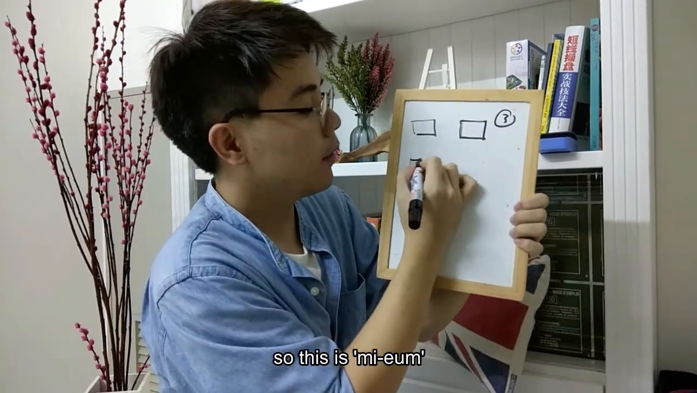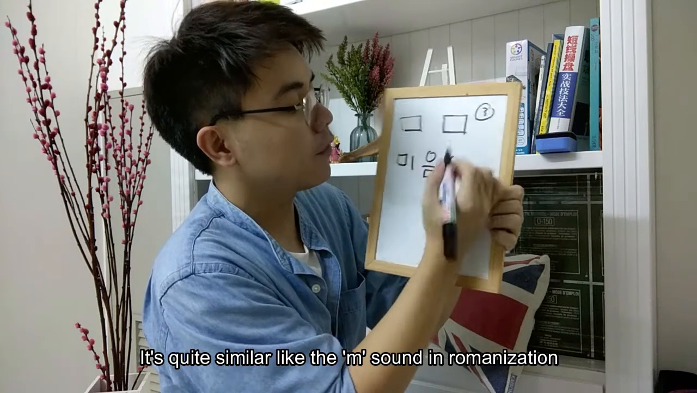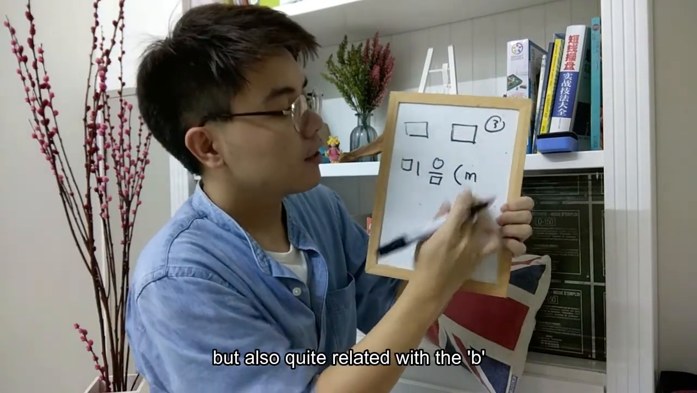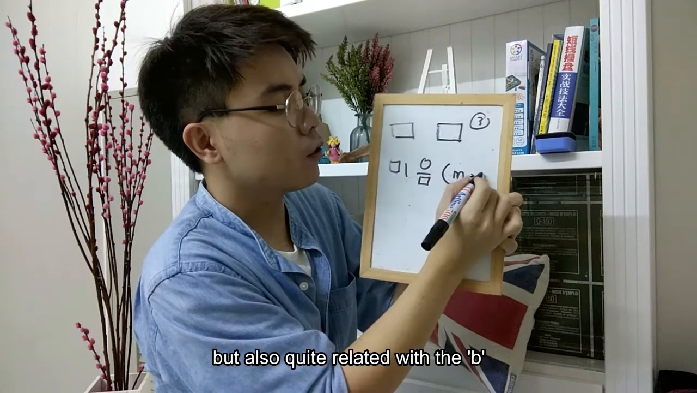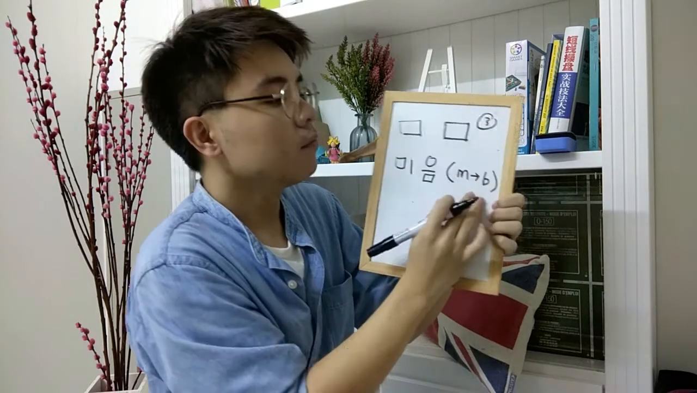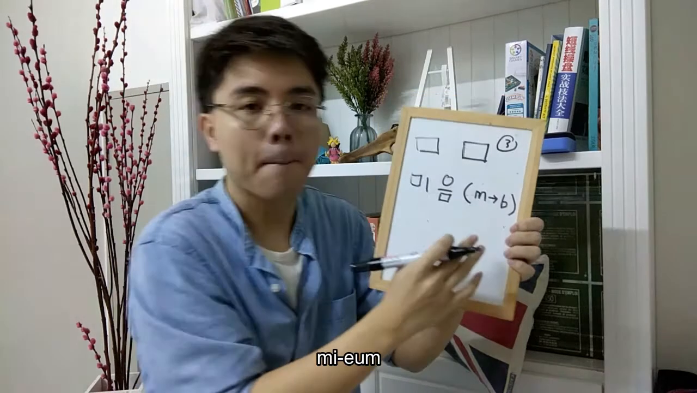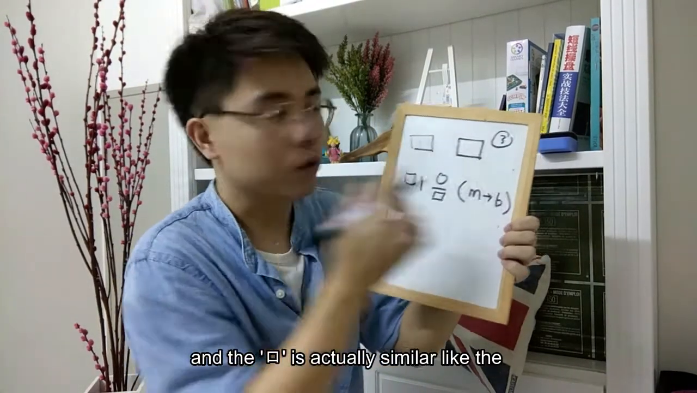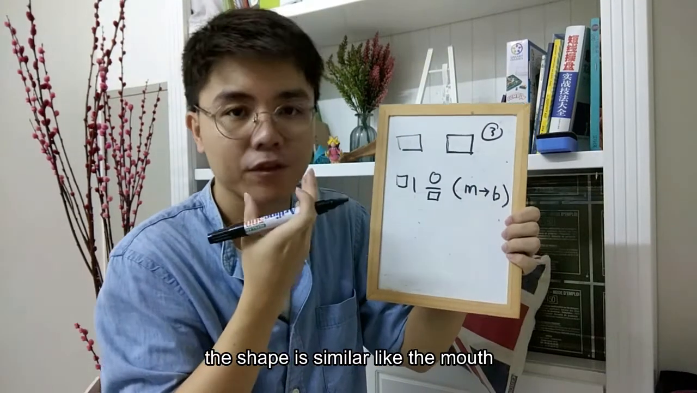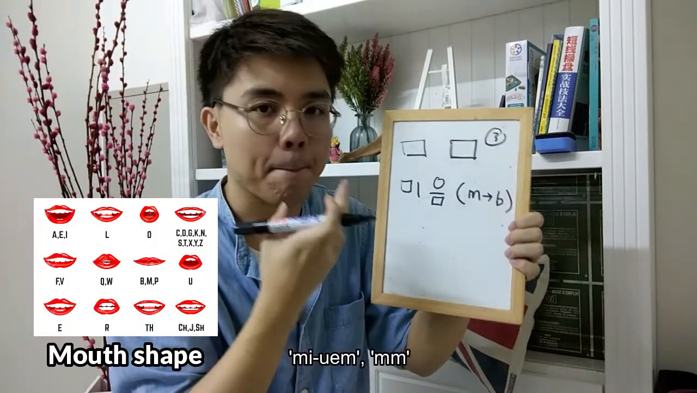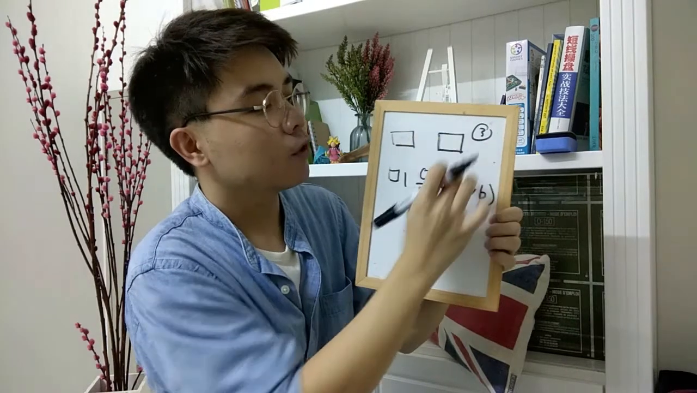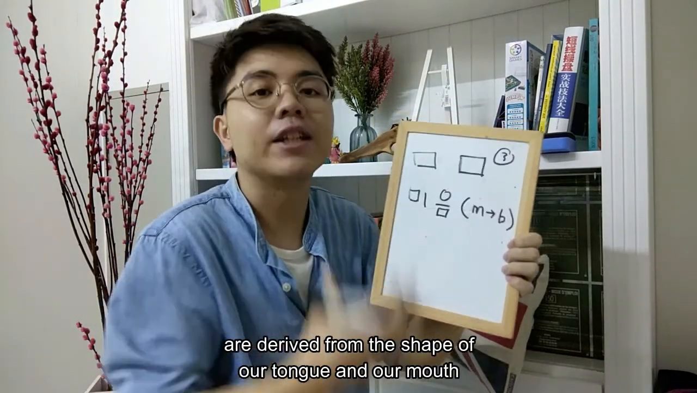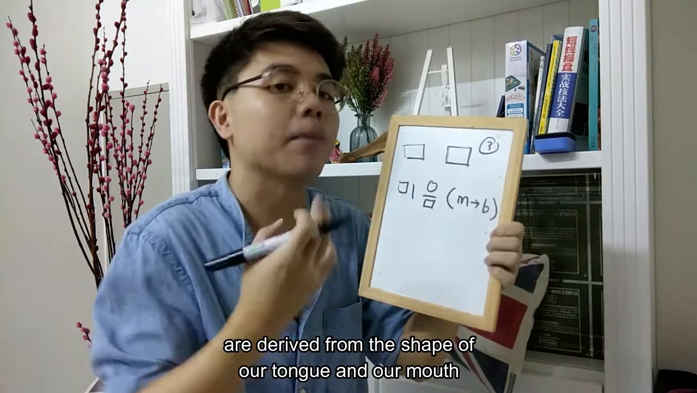So this is mium. It's quite similar to the M sound in romanization, but also quite related to B. The shape is similar to the shape of your mouth. You can relate most of the consonants, the shapes of the consonants are derived from the shape of our tongue and mouth.